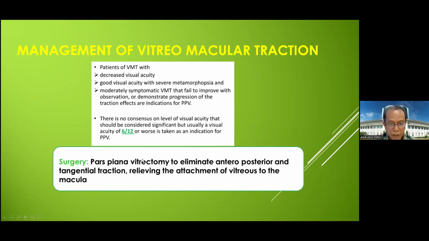Pars plana vitrectomy is used to eliminate anterior, posterior, and tangential traction and to relieve the attachment of the vitreous from the macular area.